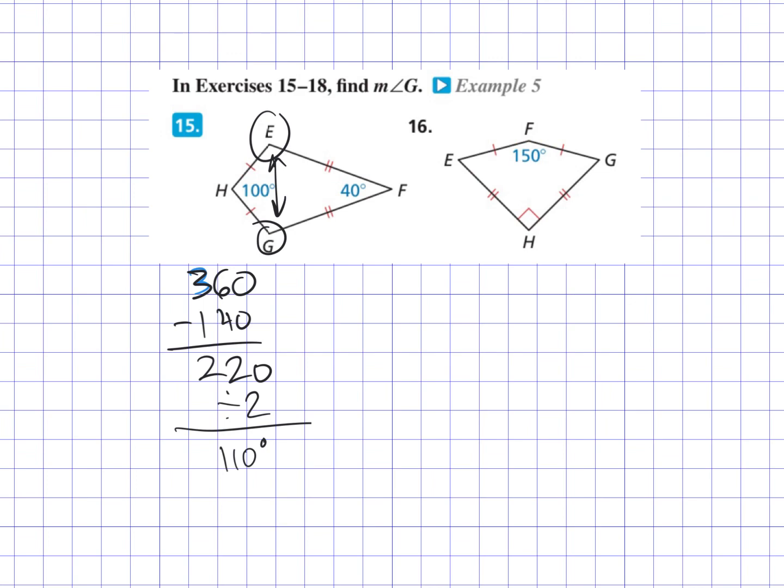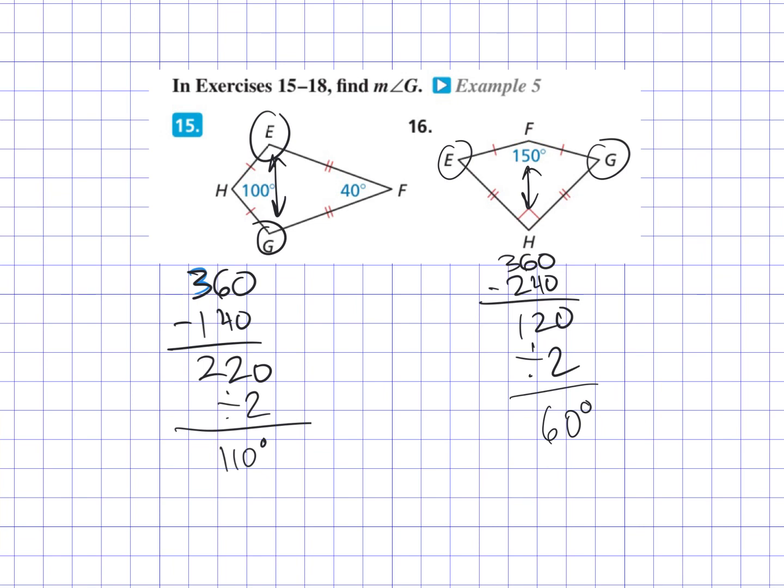Okay, same thing. E and G here are opposite each other in between the two congruent sides here. So obviously those two are not the same. So E and G have to be the same. So 150 and 90 is 240. Subtract that from 360 and you get 120. Divide that by 2 because E and G are the same. And E and G are both 60 degrees together.